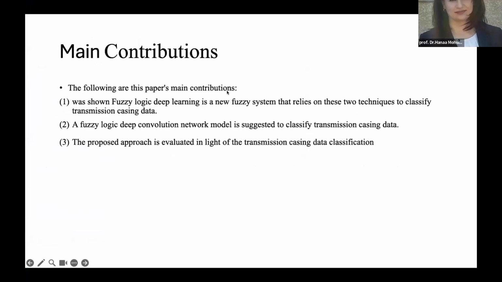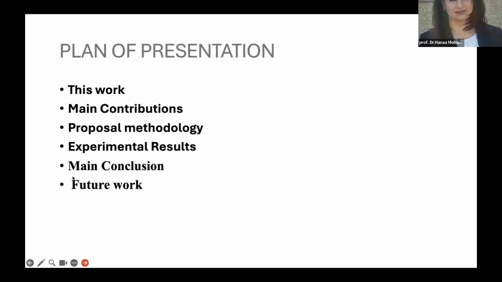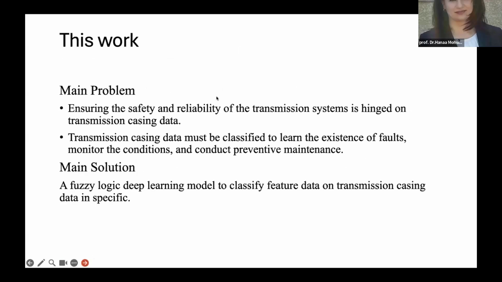Our main problem. Our paper is titled "Fuzzy Deep Learning Feature-Based to Classify Transmission Causing Data." Plan of presentation: this work, main contributions, proposed methodology, experimental results, main conclusion, and finally, future work.